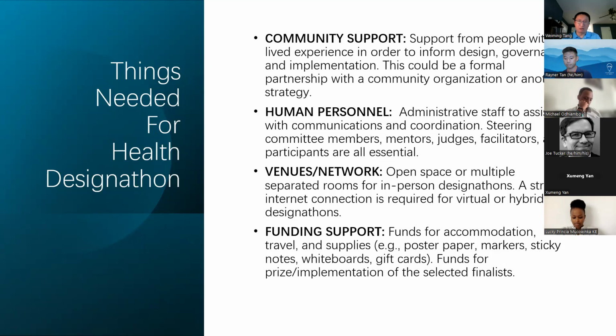For human personnel, we need administrative people to assist with communication and coordination. We need steering committee members, mentors, judges, facilitators, and participants to contribute. For an offline, virtual, or hybrid Designathon, we usually need an open space or multiple separate rooms for different teams. They will work together in separate rooms for between 2 hours and 72 hours, discussing their team plan in a private space, and eventually they can present their plan later. Of course, we also need funding support for accommodations, travel, and supplies.